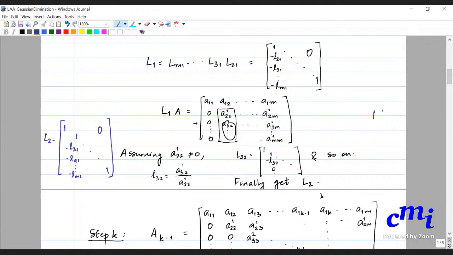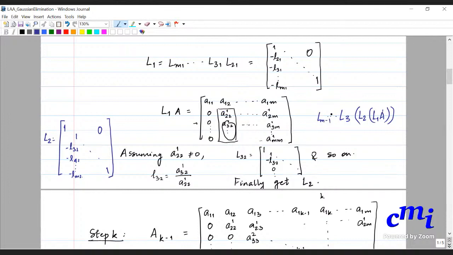So you have your L1A already computed, and to that, if you apply L2, then you will obtain a matrix in which the elements below the diagonal in the second column are 0. Okay, and this is how we proceed. Then for the third column, you form a matrix L3 that will kill off elements below the diagonal in the third column, and so on. And you have to keep on doing this till not the last column, but the one before the last, right, up to this one. So you do this up to m minus 1.